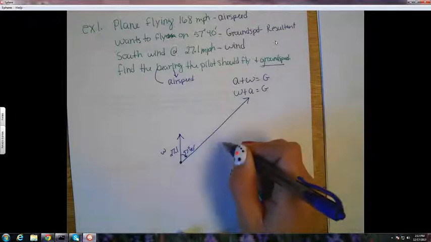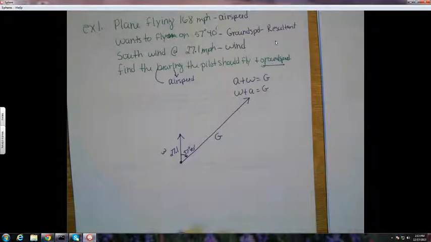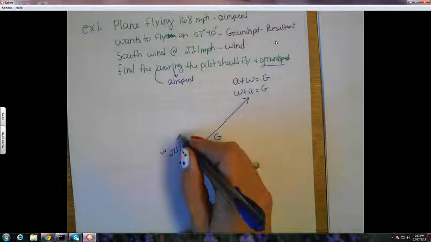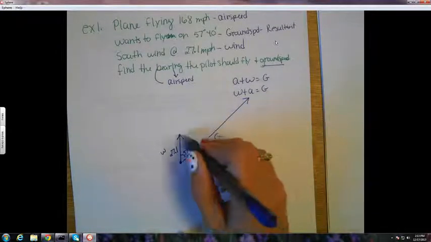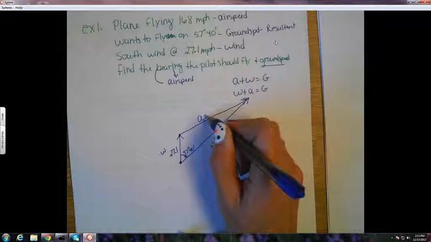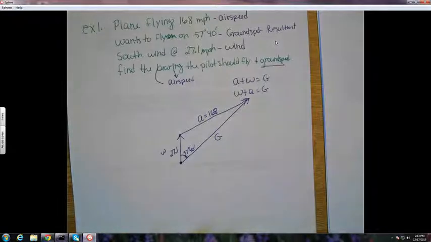$57.40. I have no idea how fast it is, so I'll just call it G. But now I've got an idea where that airspeed is at, because the tail would start here and the arrowhead would finish down here. So I had to wait to do the airspeed on this one. I do know the airspeed is 168. So that was the challenge in this one: we couldn't do the two vectors that we would normally add together first. I had to save one of them for the last part.